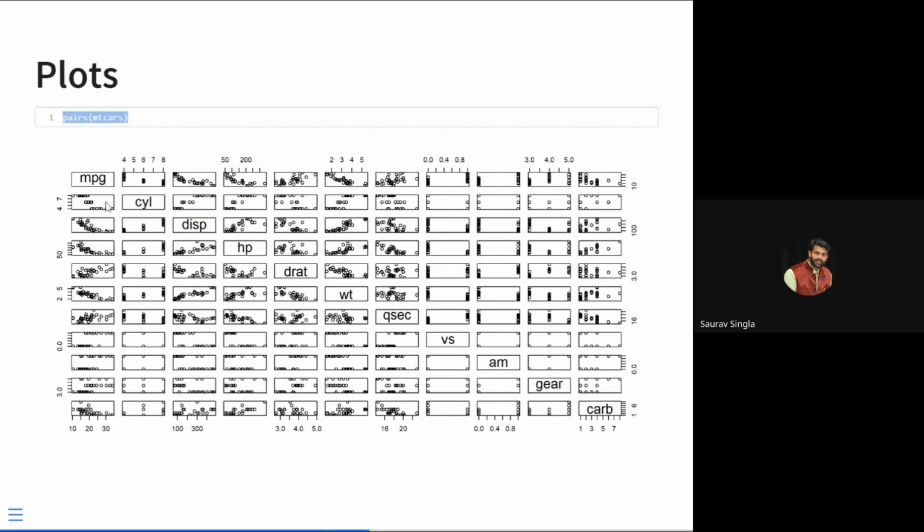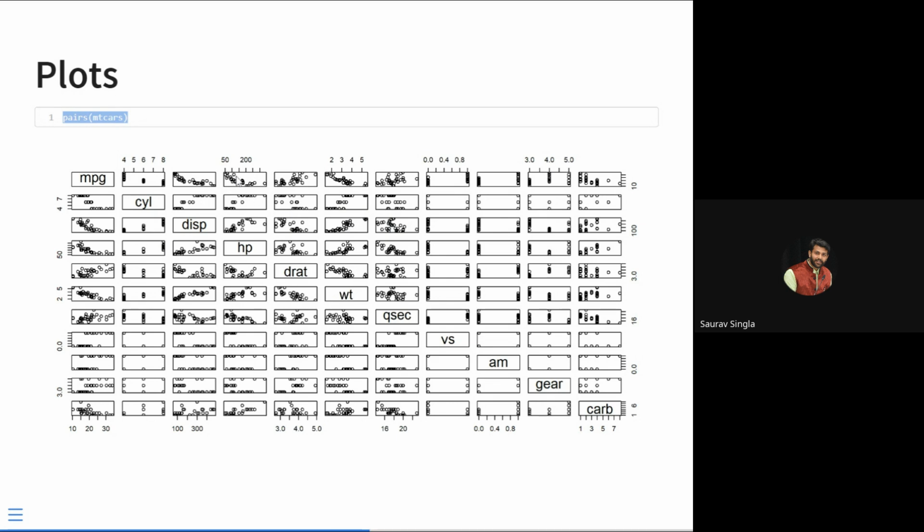See, if the points were like this on this side, the points are like this on this side. If they are horizontal on this side, they are vertical on this side, because in this graph MPG is the x-axis and CYL is the y-axis, but in this graph CYL is the x-axis and MPG is your y-axis. Similarly, all other plots are being drawn.